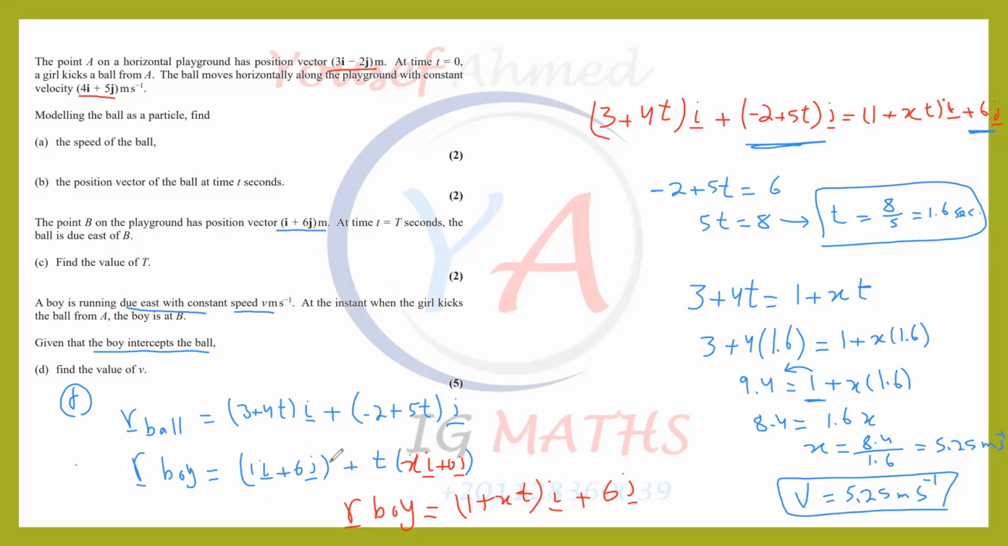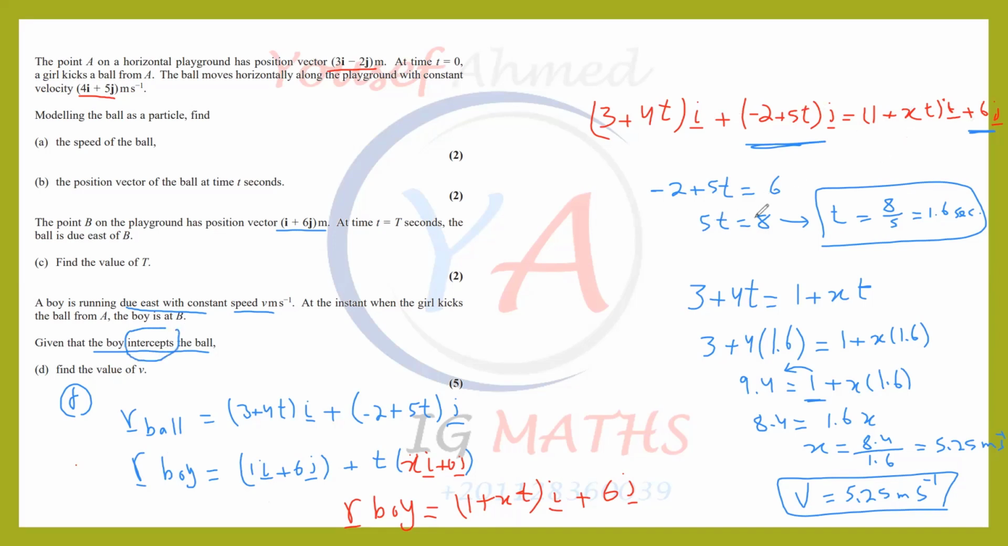So here you can get the position vector of the boy by collecting the i's together. So it's (1 plus xt)i, and 6j plus 0tj, which will be 0, so 6j only. This is the position vector of the boy, and the position vector of the ball. Equate them because they intercept, or they meet at the same point.